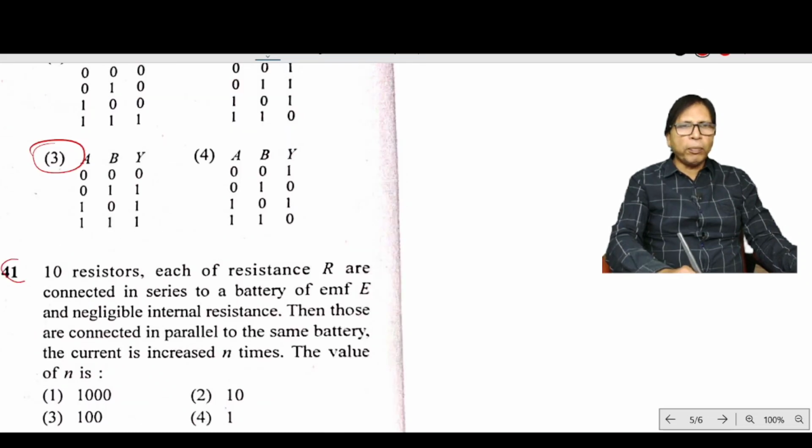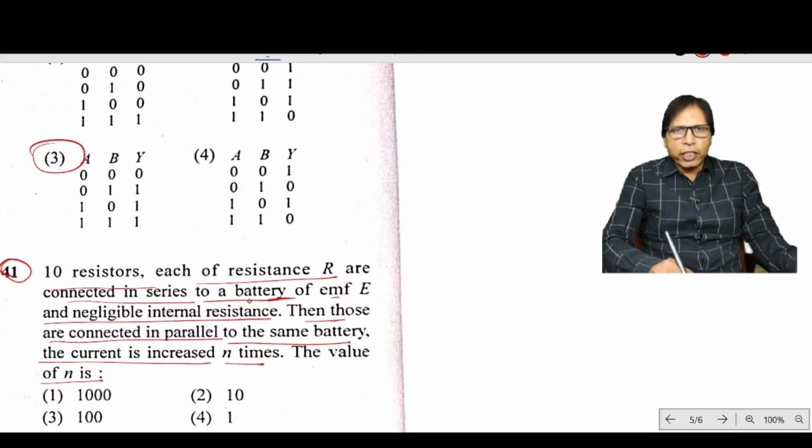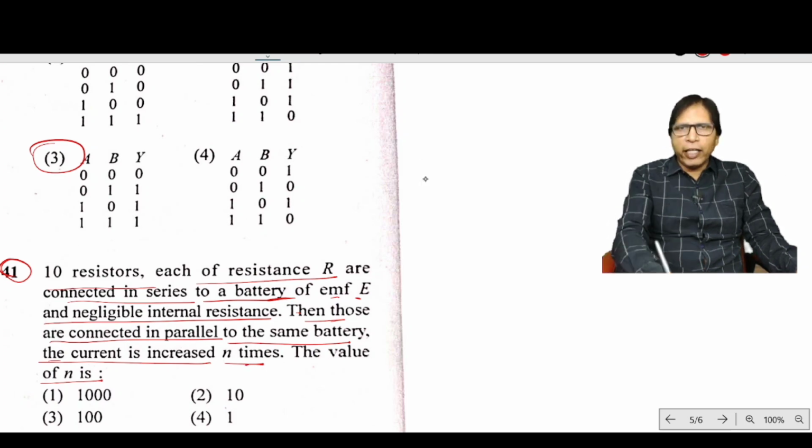Okay, this is question number 41. 10 resistors, each of resistance R, are connected in series to a battery of EMF E and negligible internal resistance. Then those are connected in parallel to the same battery. The current is increased n times. The value of n is. Now look at this, 10 resistors connected in series, then in parallel to the same battery.